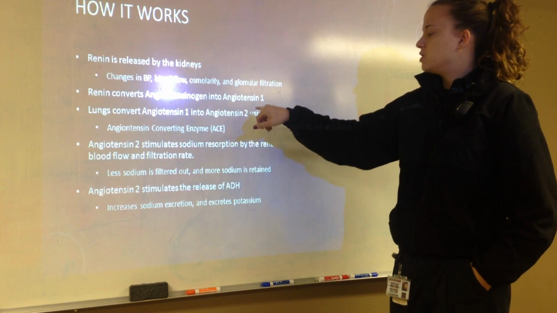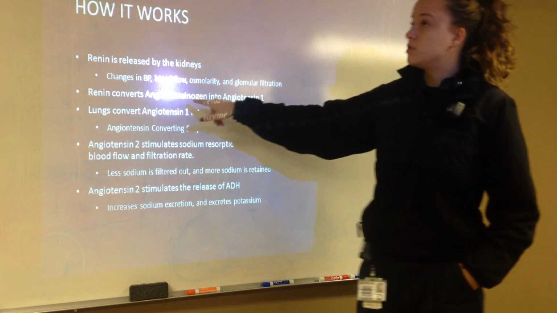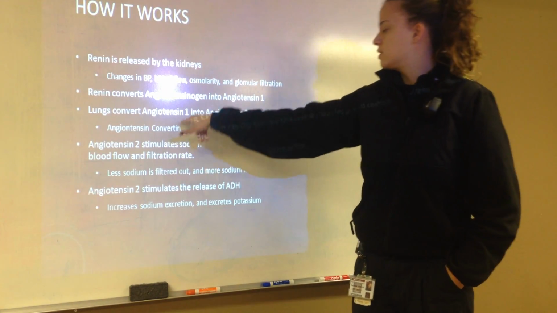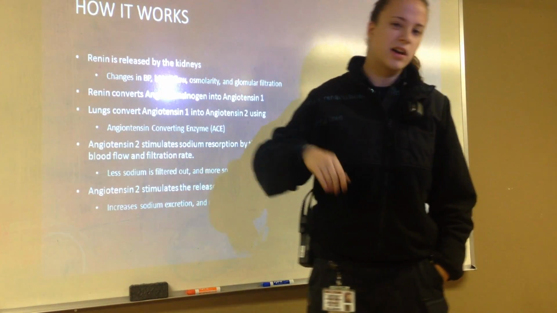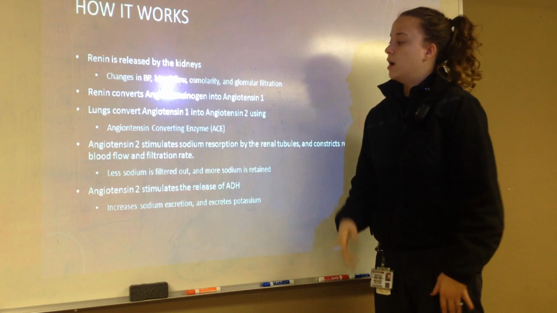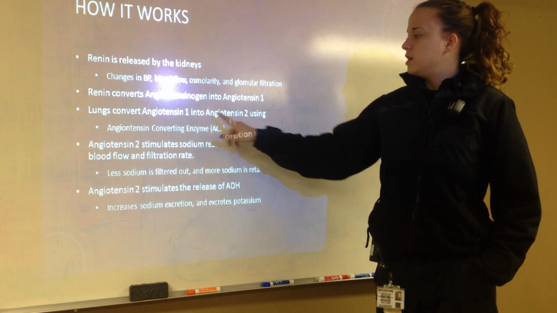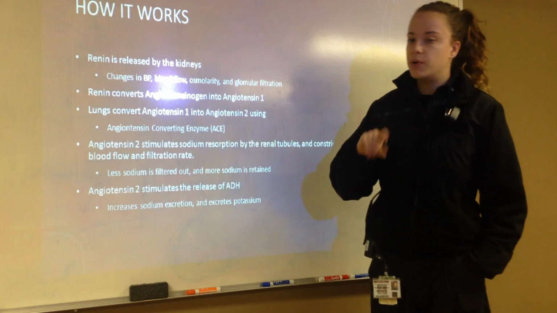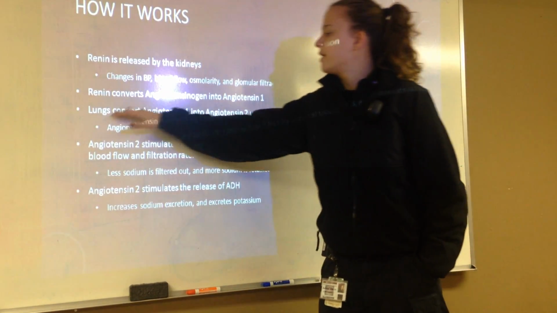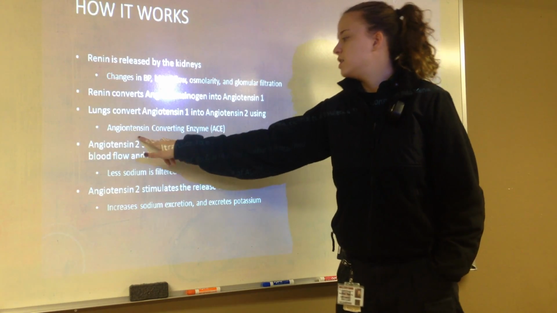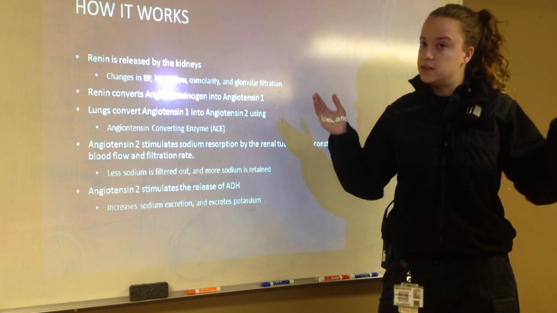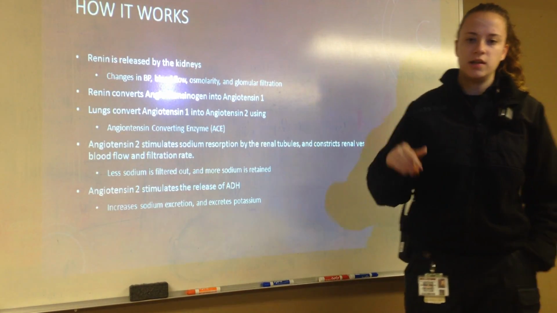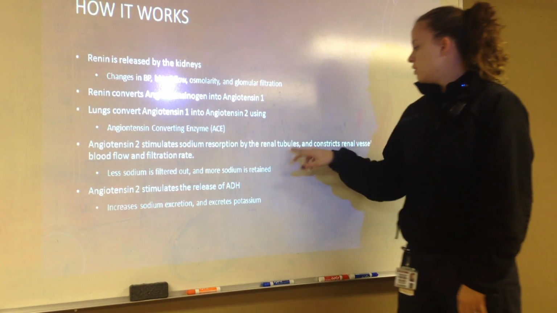Renin will convert angiotensinogen into angiotensin 1. Angiotensin 1 is converted into angiotensin 2 in the lungs. So as the person's breathing, hopefully, it's going to convert angiotensin 1 into angiotensin 2. Angiotensin 2 is the one that is the potent vasoconstrictor. That conversion is caused by the angiotensin converting enzyme, which is ACE. Kind of familiar sounding. Angiotensin 2, again, stimulates sodium resorption by the kidneys, the renal tubules.